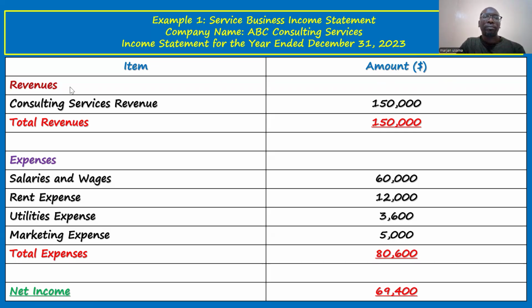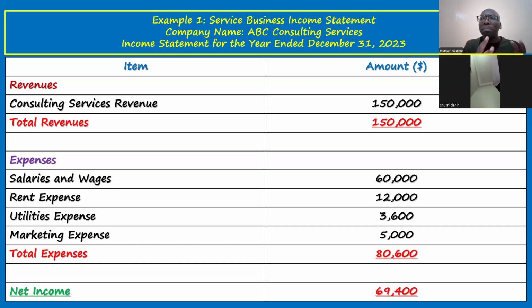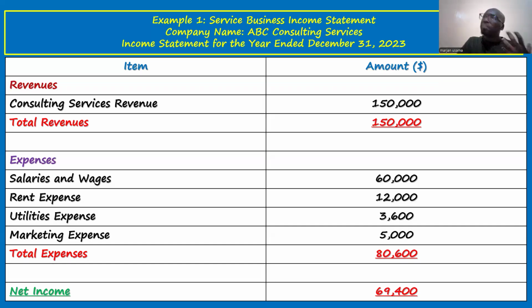So this is a business that is giving service. We have two types of businesses. Some businesses, they give services. Some businesses, they deal with products. So it is slightly different when you are dealing with services and when you are dealing with products. So in this case, we have the revenue.